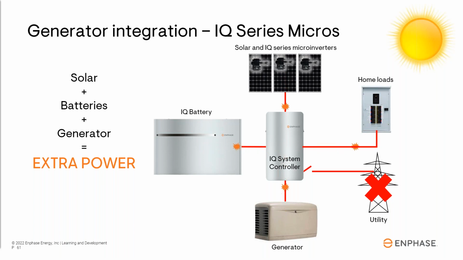It's important to note that if a generator is integrated with an older Enphase system with M215 or M250 microinverters, the solar system actually can't operate together with a generator. But with IQ series, the generator can operate simultaneously.